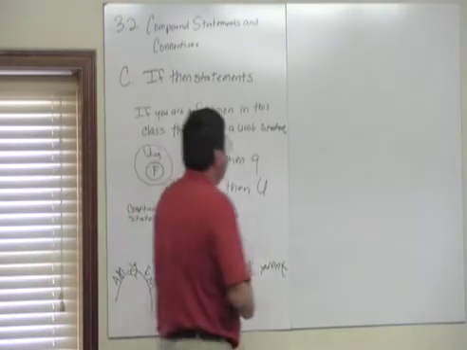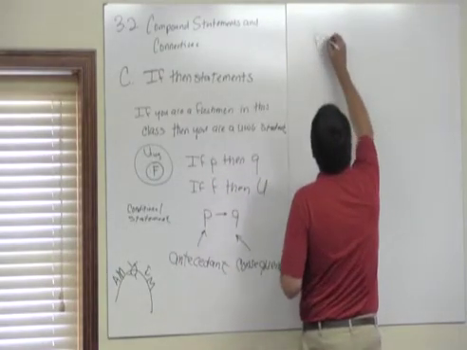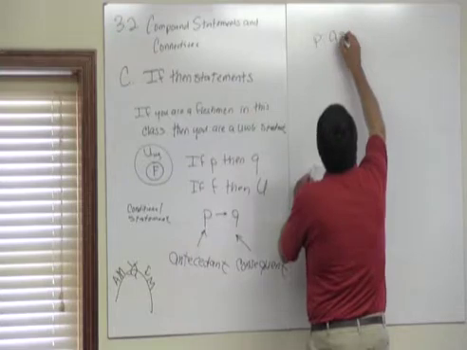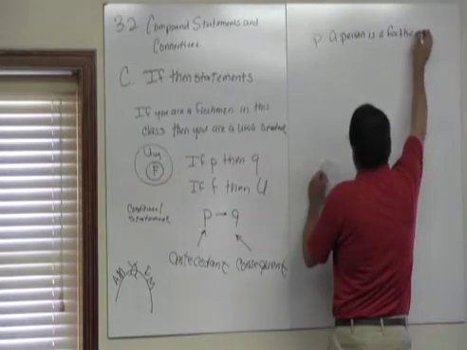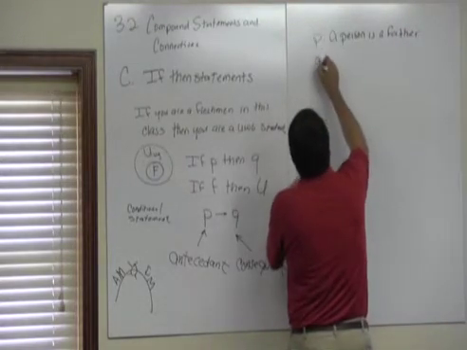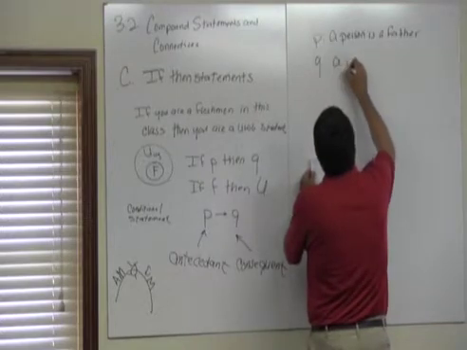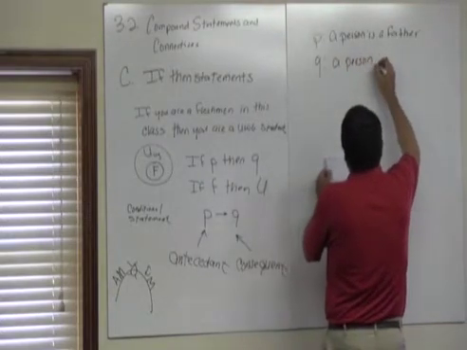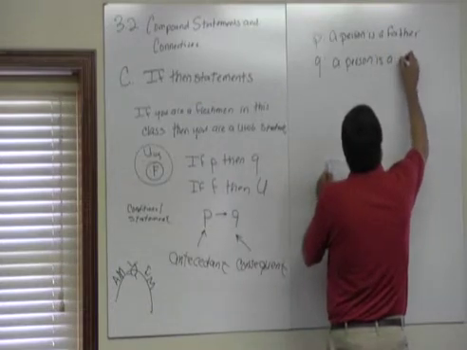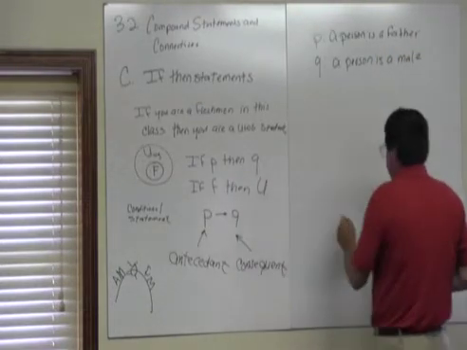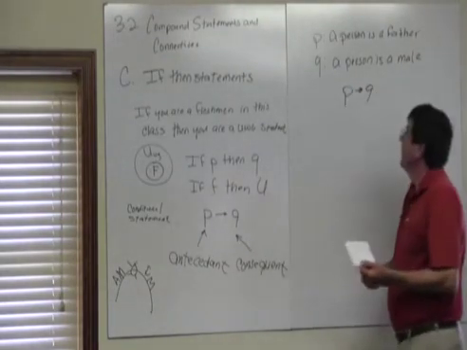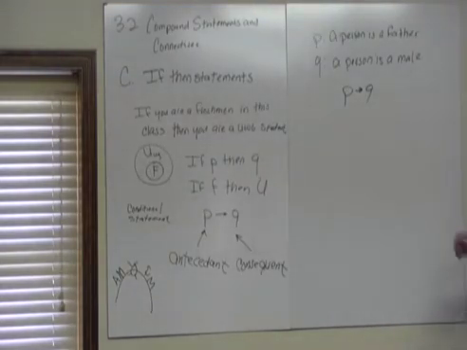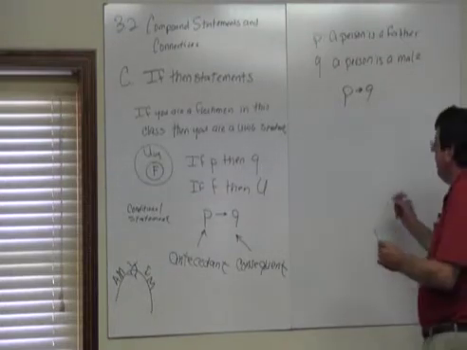Now look at this some more. I'm going to define P as a person is a father. Okay? I'm going to look at Q as a person is a male. Okay? Now, I want to know what this means. Okay, that means if a person is a father, then that person is a male. I want to know what this means.